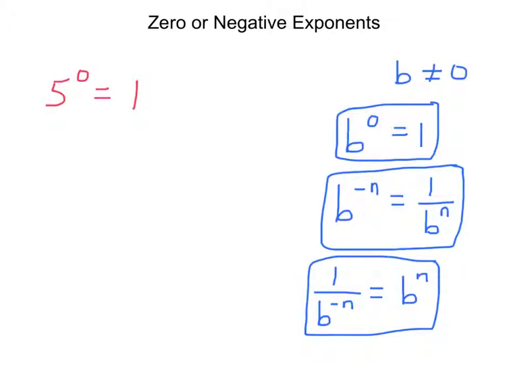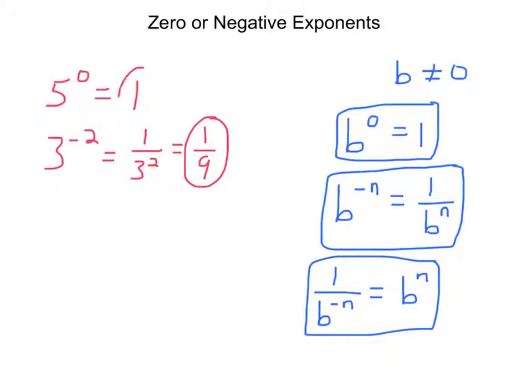Now let's say we had 3 to the negative 2 power. Well, using our property here, that would be the same as 1 over 3 to the second power. And since 3 to the second power is 9, that should be 1/9. Notice we get a fractional answer for that one.